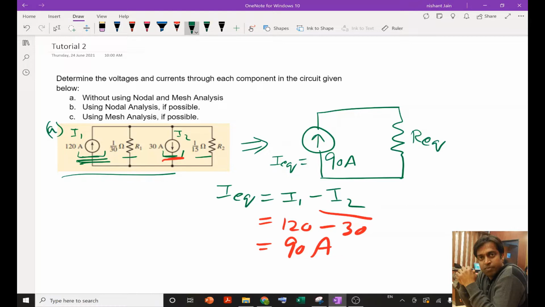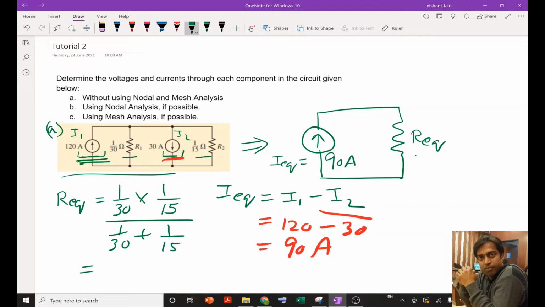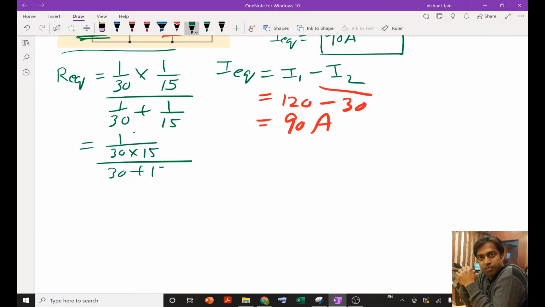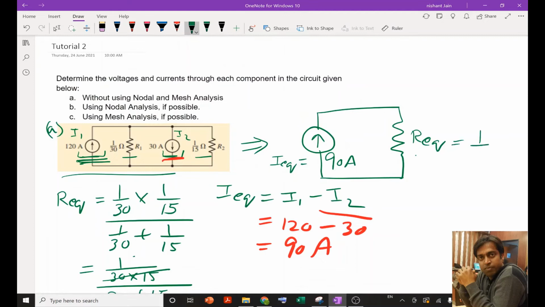Now if I talk about R equivalent, it can be calculated as 1 upon (1 upon 30 plus 1 upon 15). So it will be 1 divided by (30 plus 15) upon (30 into 15). Since this and this will cancel out, I will get R equivalent as 30 plus 15, 45 ohm. So this is my R equivalent.